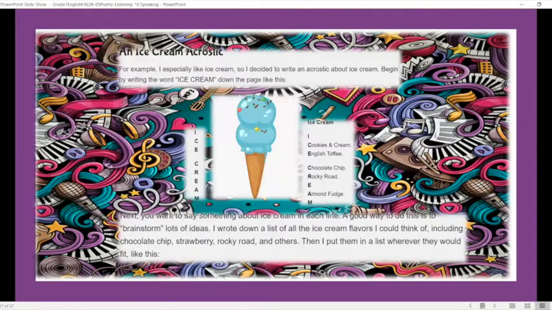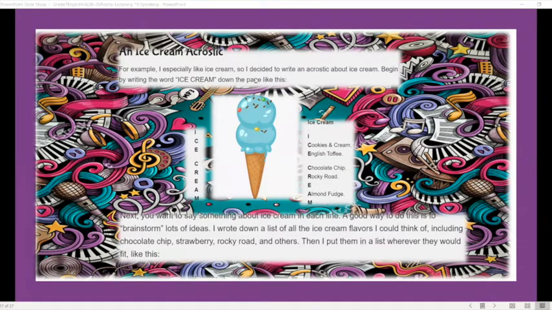So here's an example. Here's an ice cream acrostic poem. I have asked permission from an author. His name is Ken Nesbitt. And I asked permission to share his poetry in my teaching class, and he said that it was cool, not a problem. All right, so I got permission to do that.